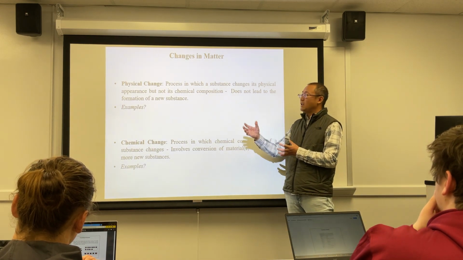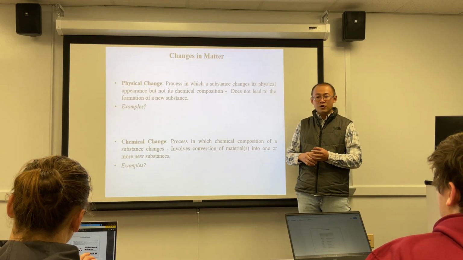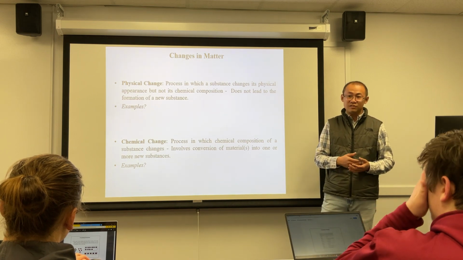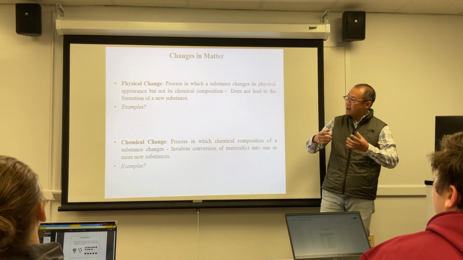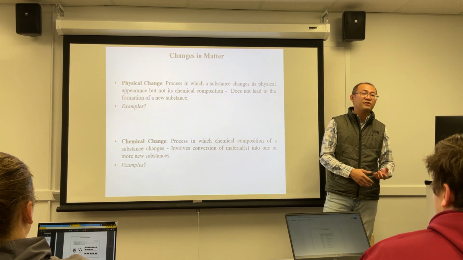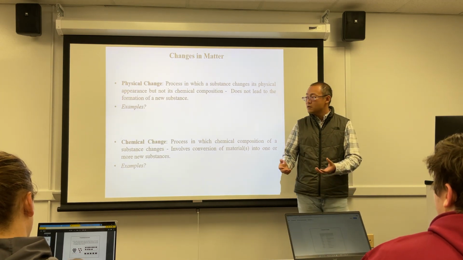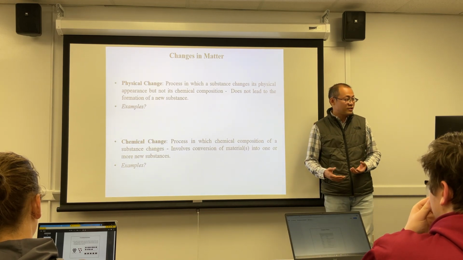Changes can be classified into two types. Physical change, meaning during the change, there is no change of composition. There's no change of identity of the substances, and there's no new substances formed. In a chemical change, on the other hand, during the change, the composition, the identity changes, and also you have new substances formed during the change.